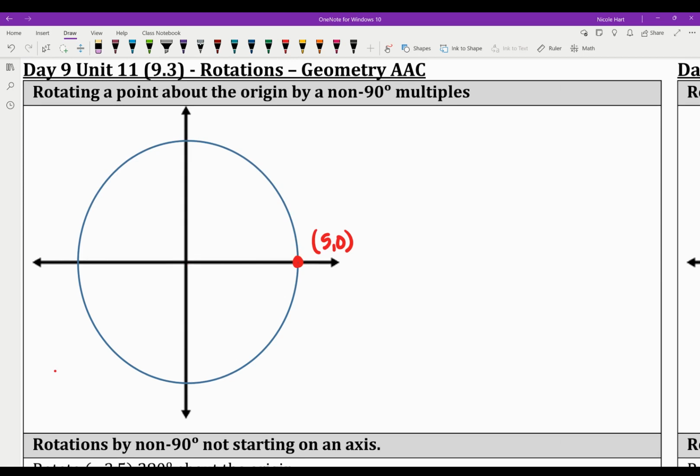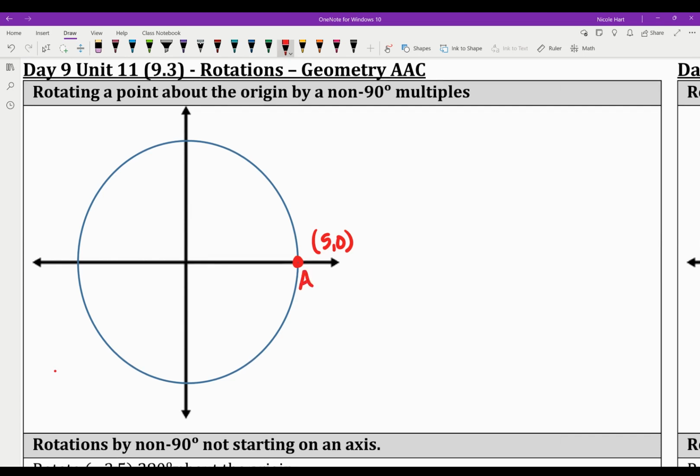Now, we talked about rotations when we did our transformations unit, but those rotations were strictly by multiples of 90 degrees. So we rotated 90 degrees, 180 degrees, and 270 degrees. This is going to be by non-90 degree numbers. So as I said, we're going to start off with a point at 5, 0. I'm going to call that A.